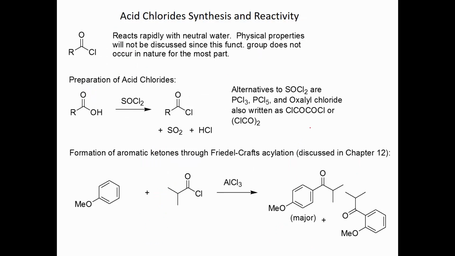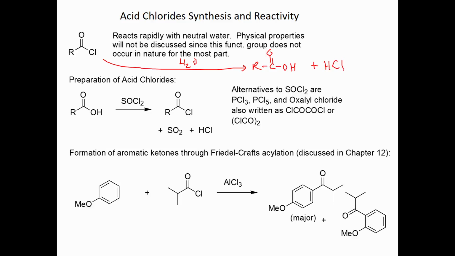Okay, so first let's look at acid chlorides. An acid chloride reacts rapidly with neutral water. You don't have to add any base or anything to it. You can just take distilled water and react it with an acid chloride, and a reaction occurs. Let me just write that reaction out. The reaction with water generates the carboxylic acid and HCl. That's a balanced reaction equation right there.